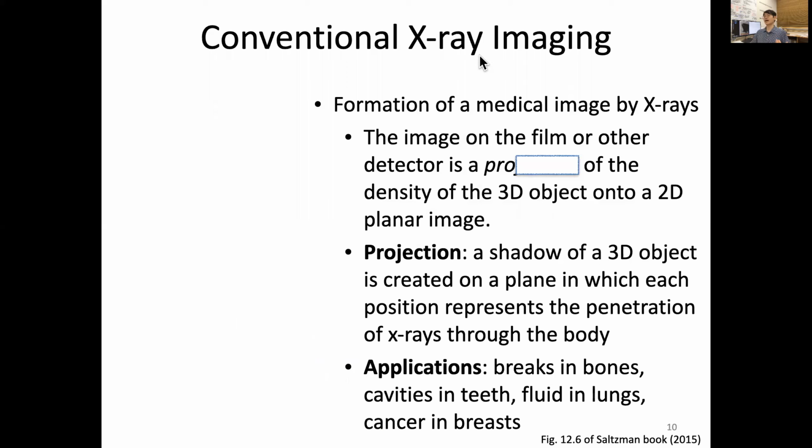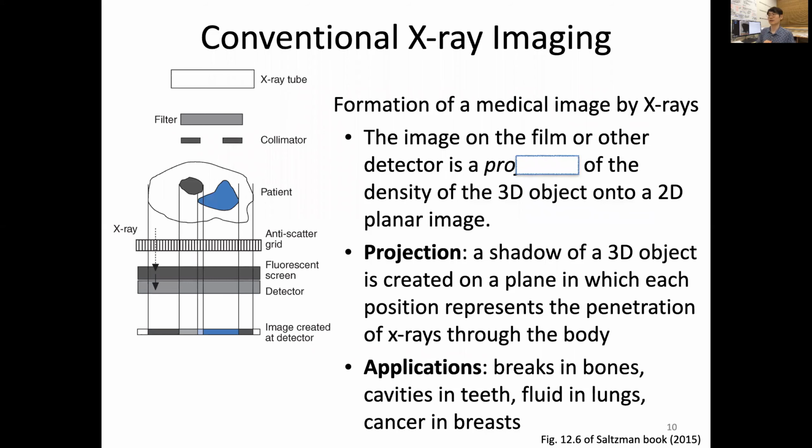So conventional X-ray imaging is a form of medical imaging by X-rays. Let me just explain conventional X-ray imaging. As you see, there is an X-ray source or tube, and X-ray is coming out. There are filters and a collimator making the X-ray direction parallel in this particular case. Then this is, let's say, a patient body. Let's say these black ones represent bone and this color represents some other organ.